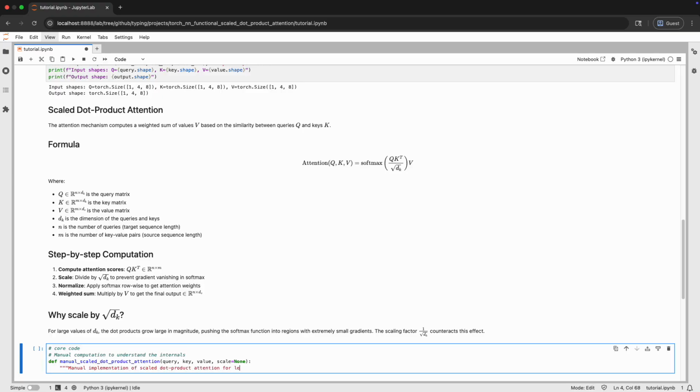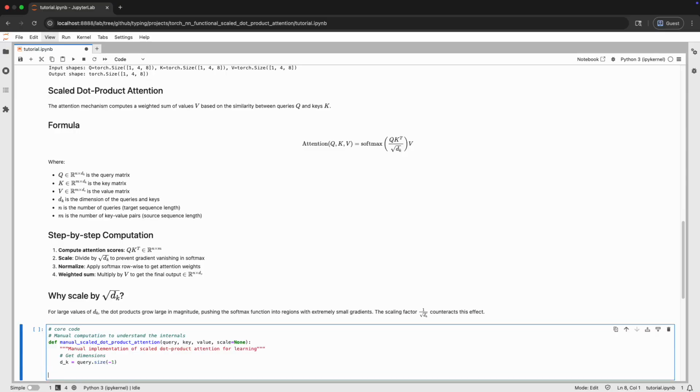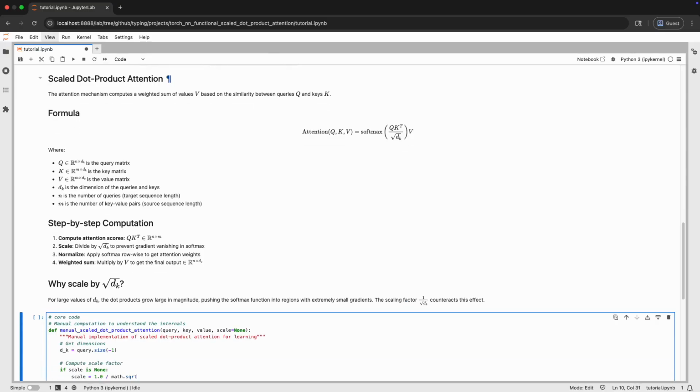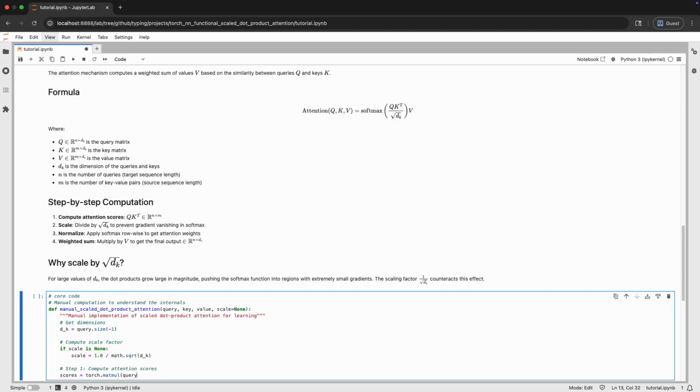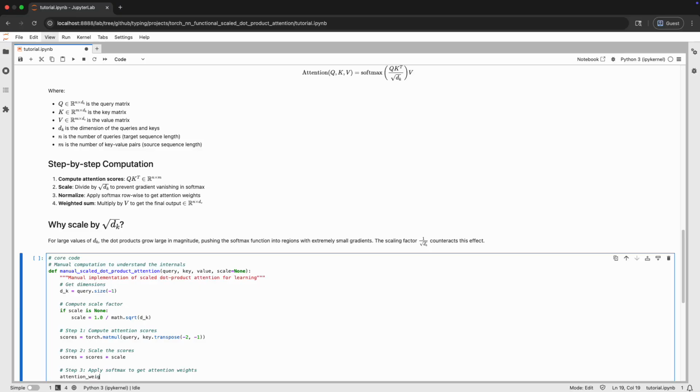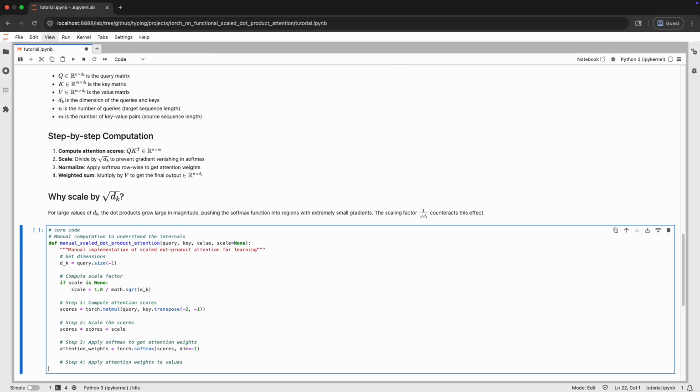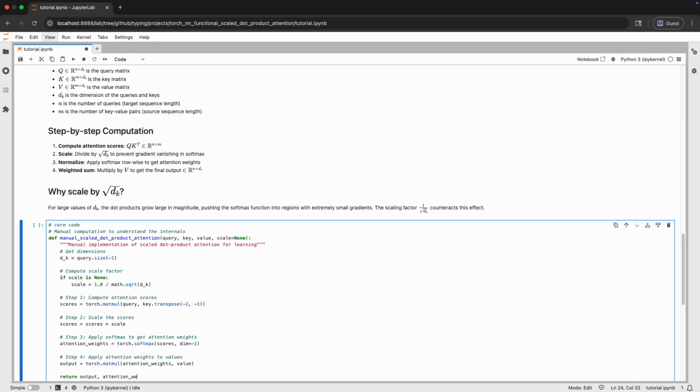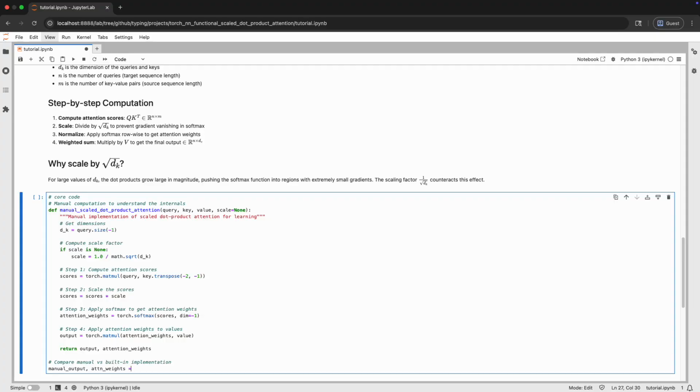I'll create a function that computes each step explicitly. First, we get the dimension and calculate our scale factor as 1 over square root of dk, then we compute attention scores by multiplying query with key transpose. We scale these scores, apply softmax to get normalized attention weights, and finally apply these weights to our values.